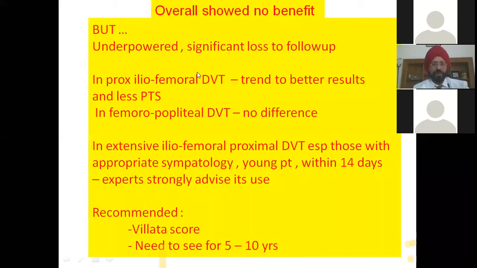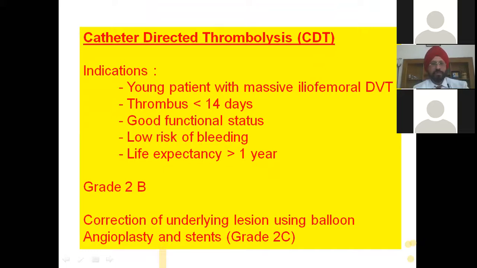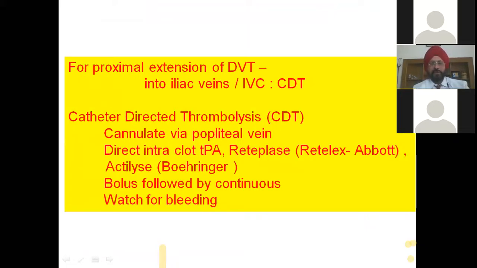And they, in the editorial, suggested that in extensive iliofemoral proximal DVT, especially where the symptoms are quite high, the patient is young and has a good life expectancy, and the clot is less than 2 weeks old, then they strongly advise its use in spite of the ATTRACT trial. And they said, let us see the results of the ATTRACT trial at 5 years and 10 years, especially for post-thrombotic syndrome. So that's where we stand with the ATTRACT trial. That was a controversy. So catheter-directed thrombolysis is here to stay.